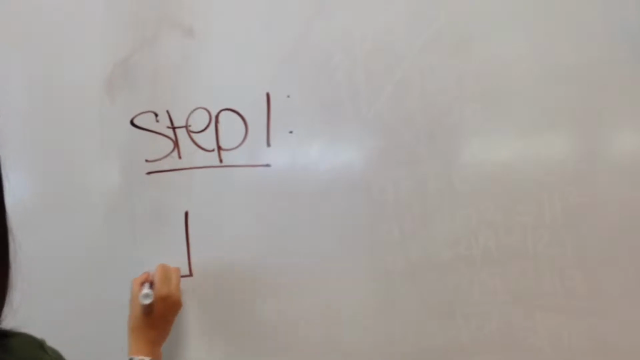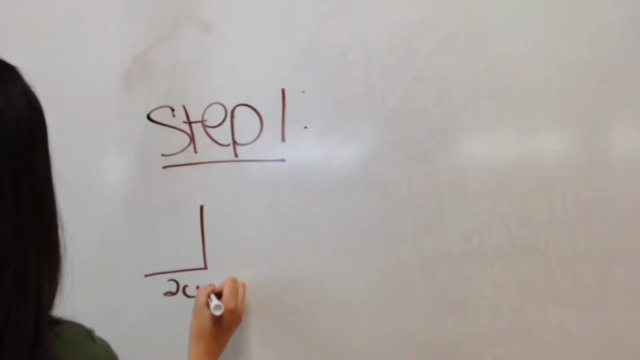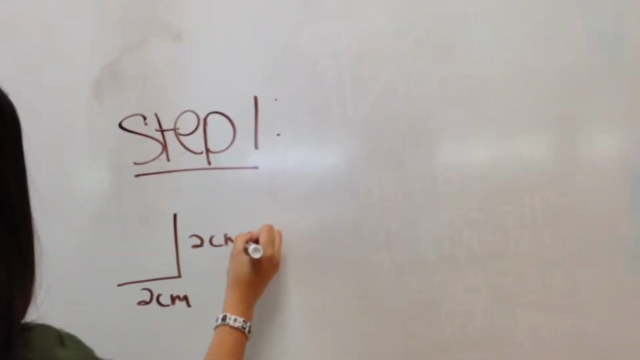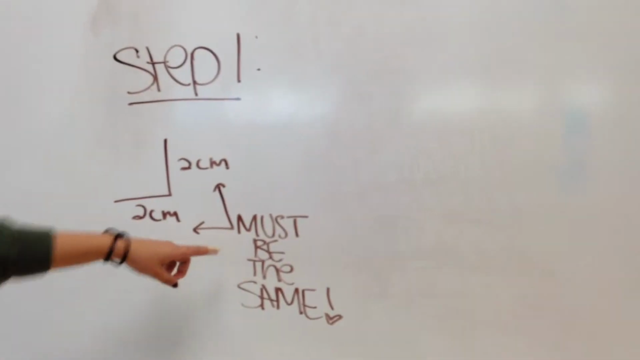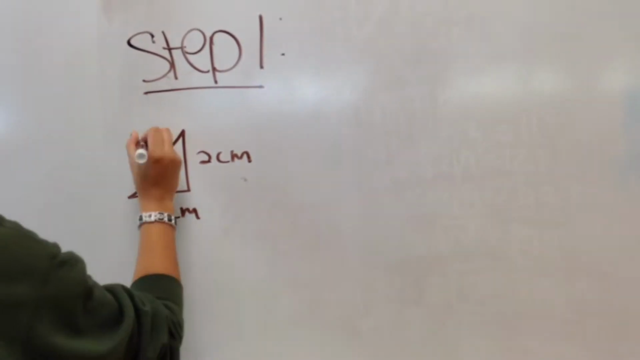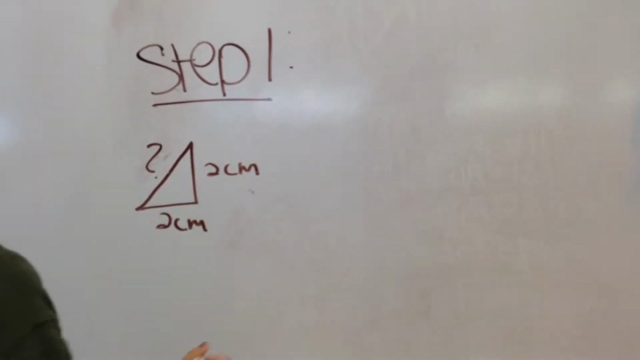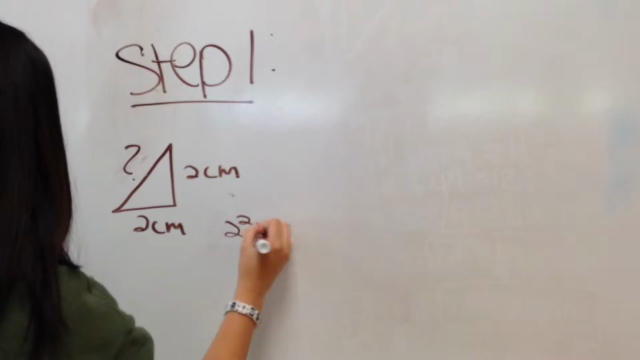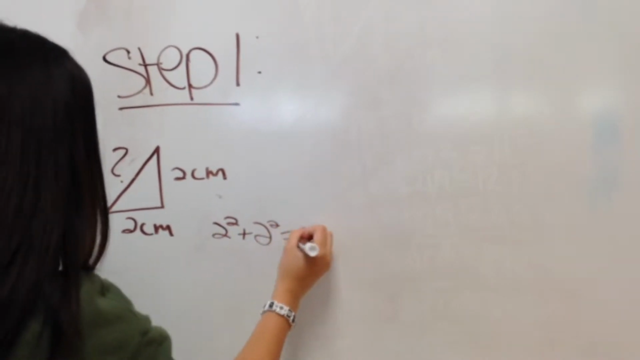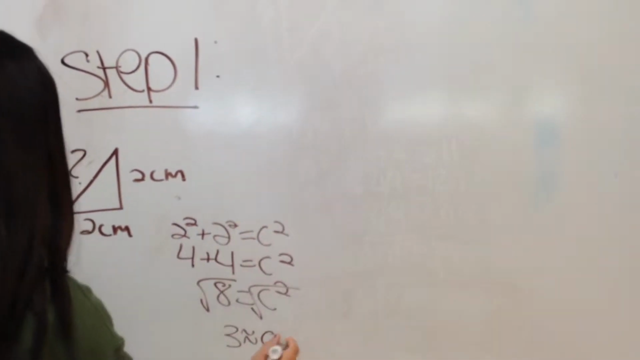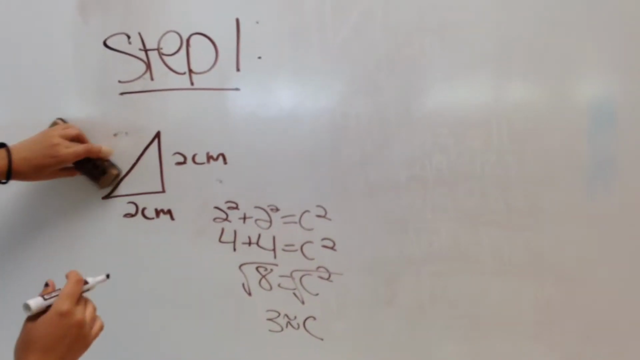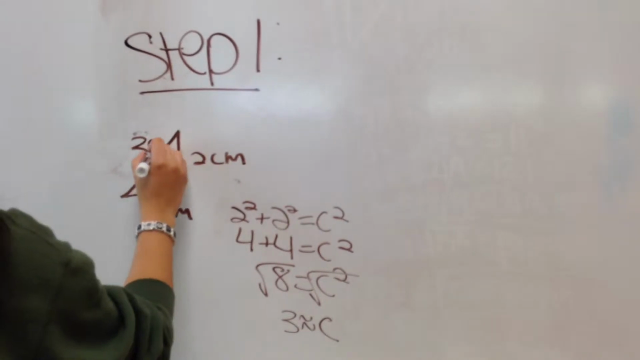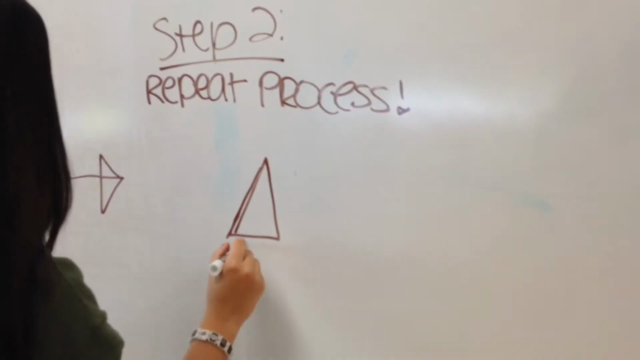Step 1 is to draw a right angle as best as you can. And the two legs of your triangle are going to be the same size. They must be the same. I did 2 centimeters and 2 centimeters. Now you need to find out the length of your hypotenuse. To do that, you do a squared plus b squared equals c squared, and you just plug in the numbers. So after you do 2 squared plus 2 squared, you get about 3 as the length of your hypotenuse. Once you measure it out, it should be the same.